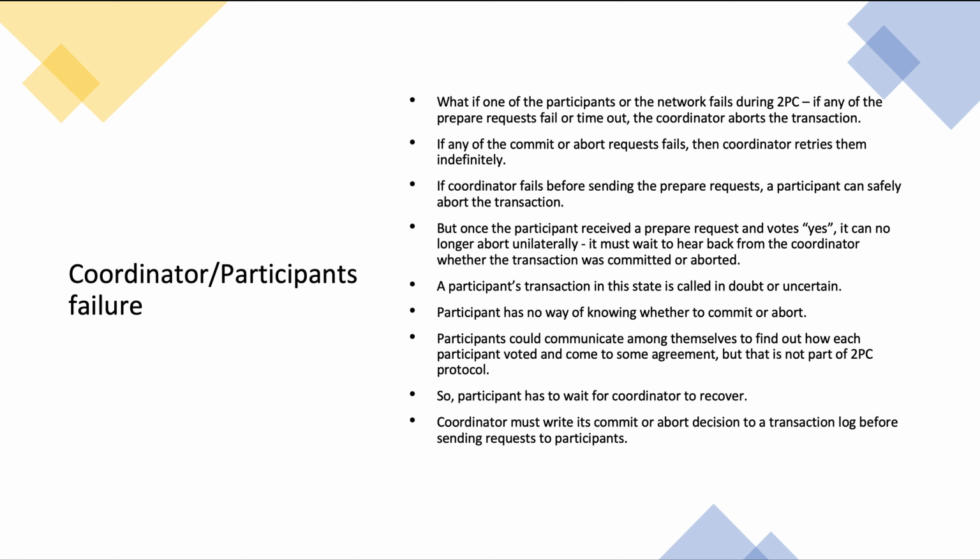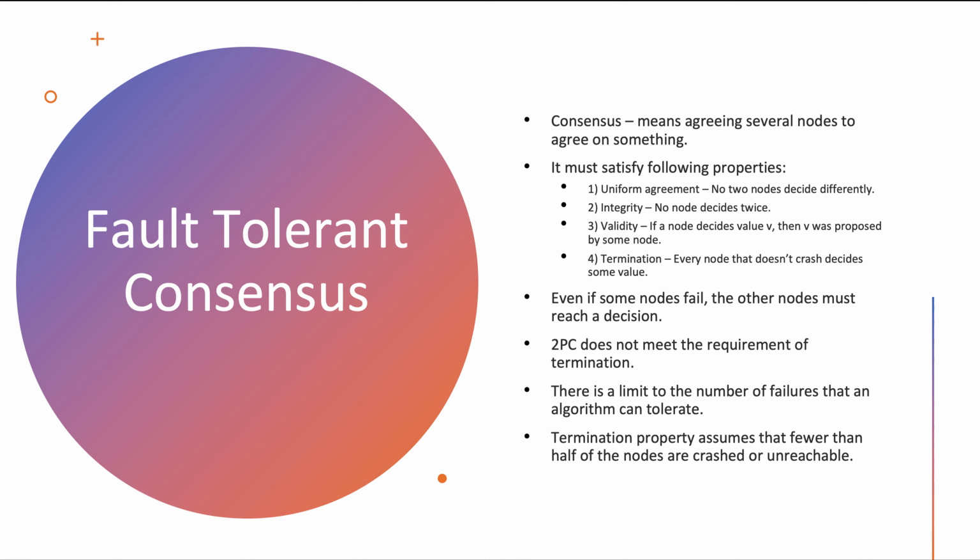In principle though, participants can communicate among themselves to find out how each participant voted, and they can come to some agreement, but that is not part of the two-phase commit protocol. So the only way two-phase commit can complete is by waiting for the coordinator to recover, and this is why the coordinator must write its commit or abort decision first to a transaction log before sending requests to the participants, so that whenever the coordinator recovers, it can determine the status of all the in-doubt transactions by reading its transaction log. So now let's look at the fault-tolerant consensus algorithm.